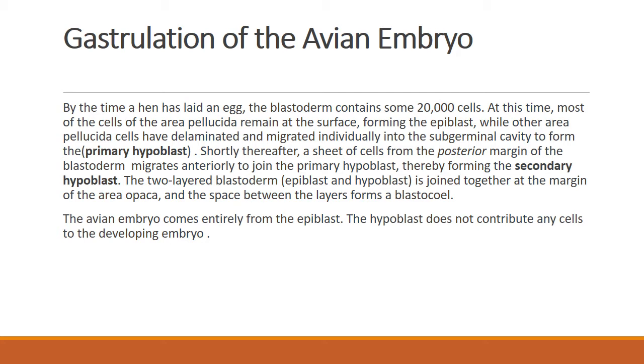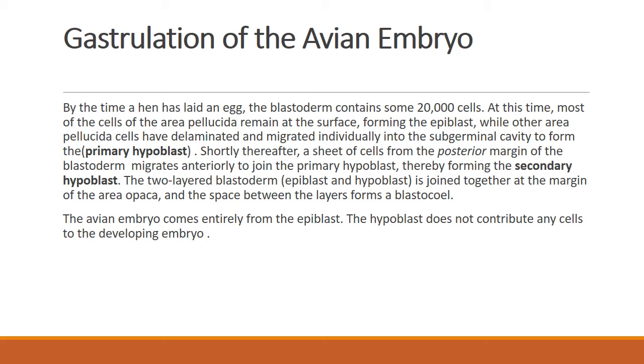Now, gastrulation of the avian embryo. By the time a hen has laid an egg, the blastoderm consists of some 20,000 cells. At this time, most of the cells of the area pellucida remain at the surface, forming the epiblast, while other area pellucida cells have delaminated and migrated individually into the subgerminal cavity to form the primary hypoblast.